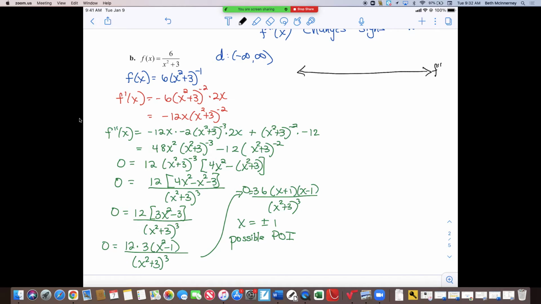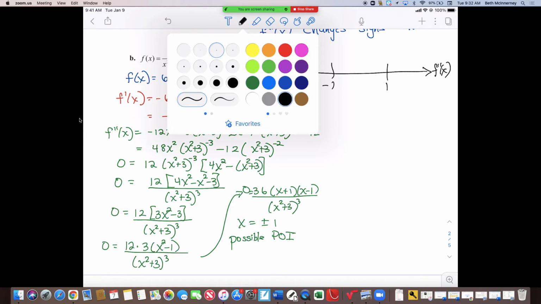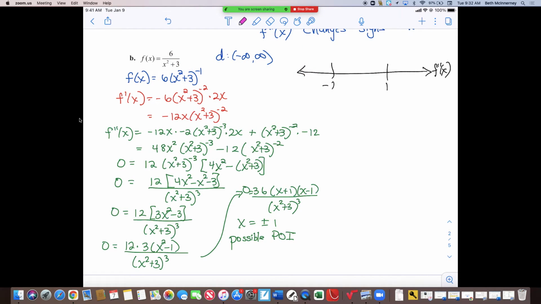All right, I'm going to go ahead and start my sign chart. So I'm going to label it f double prime of x. If I plug in 2, that's 36 times 2 plus 1, 2 minus 1. And do you understand that that denominator is always going to be positive? So I could just ignore it as I'm doing this. So that's going to be positive.